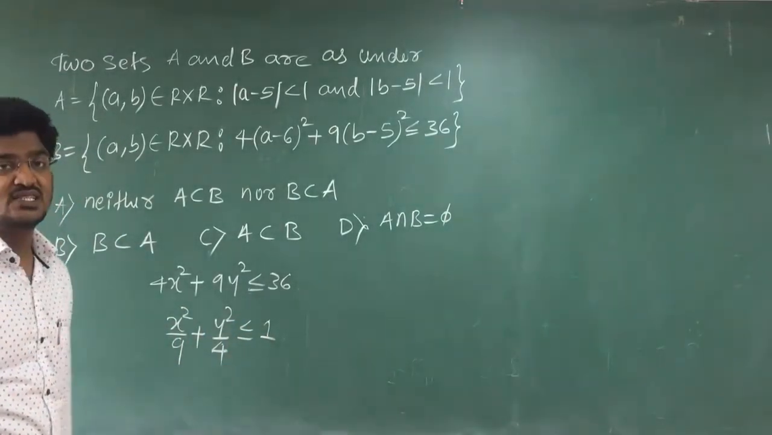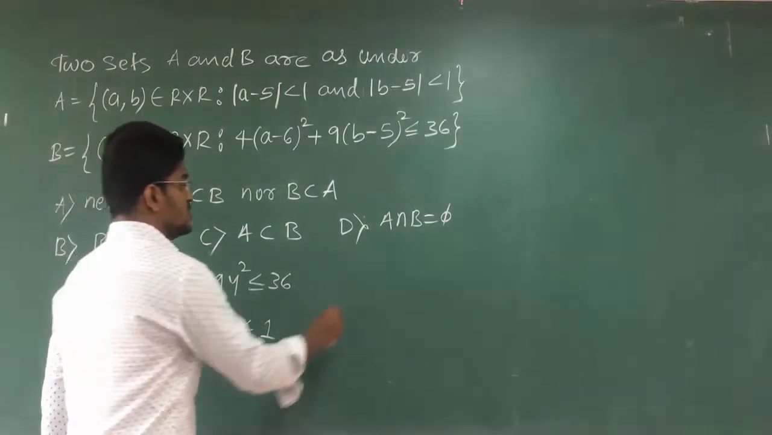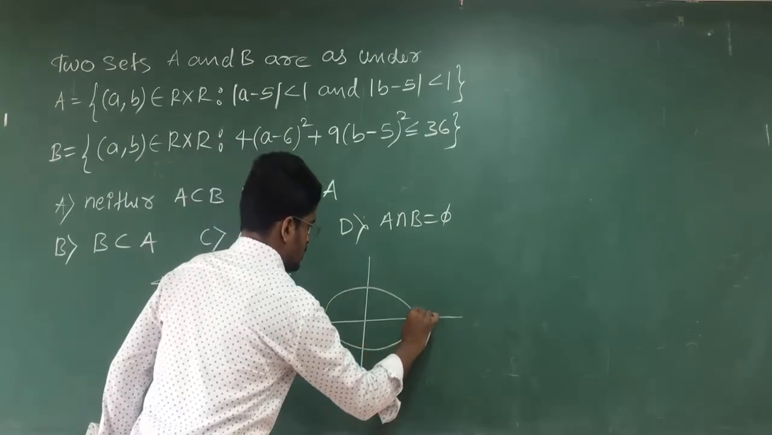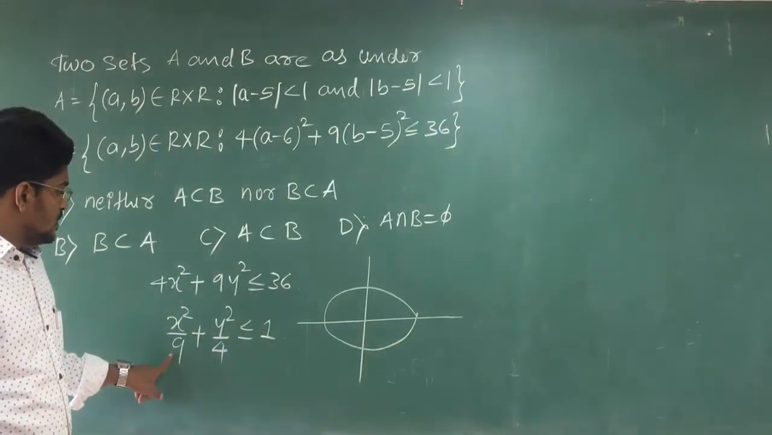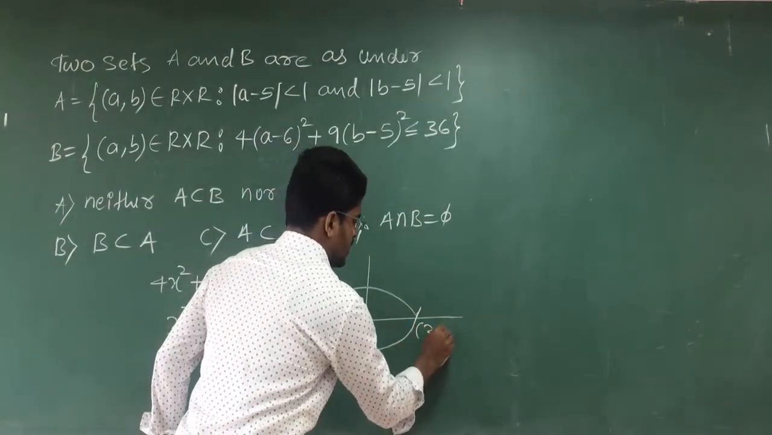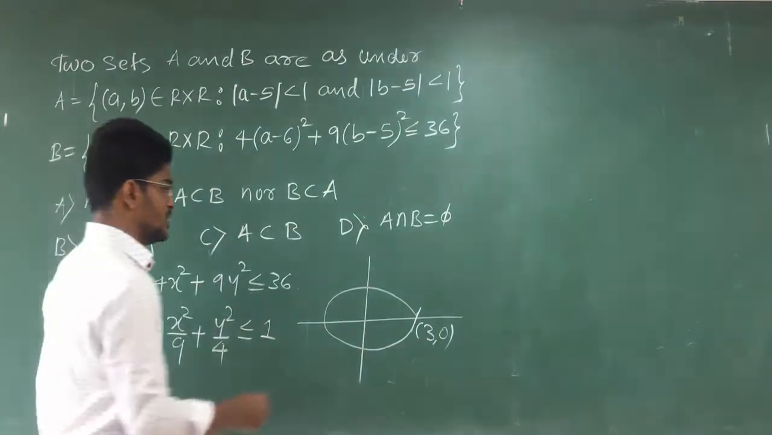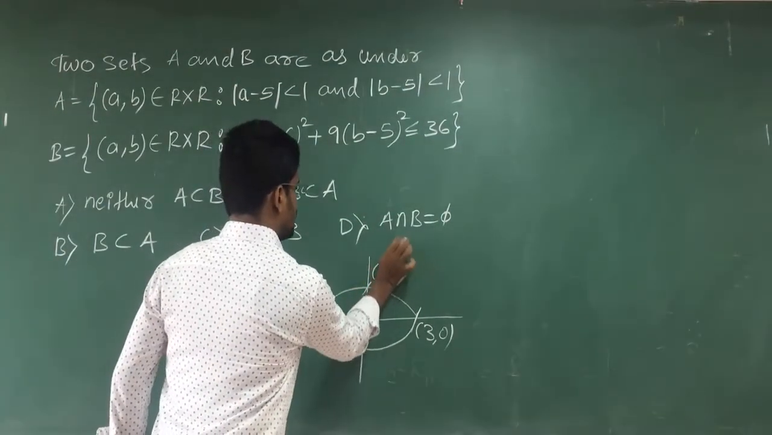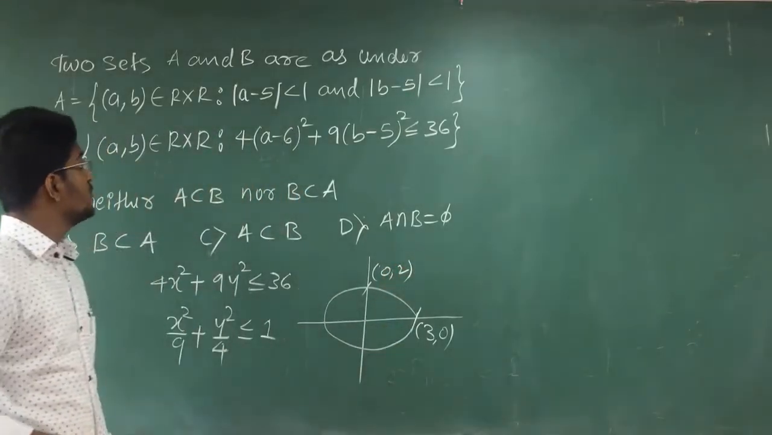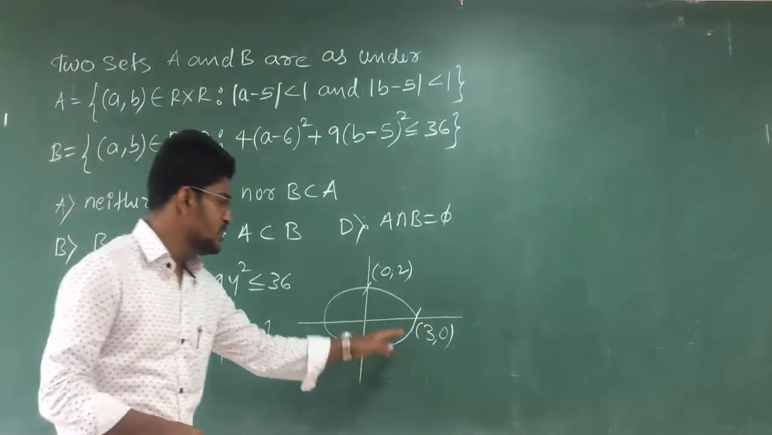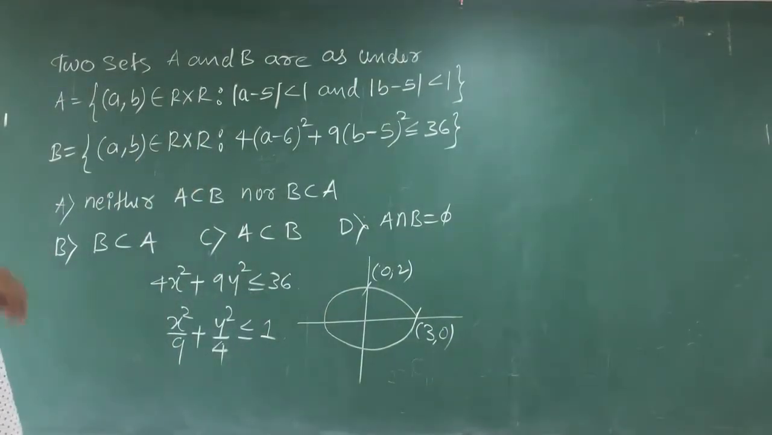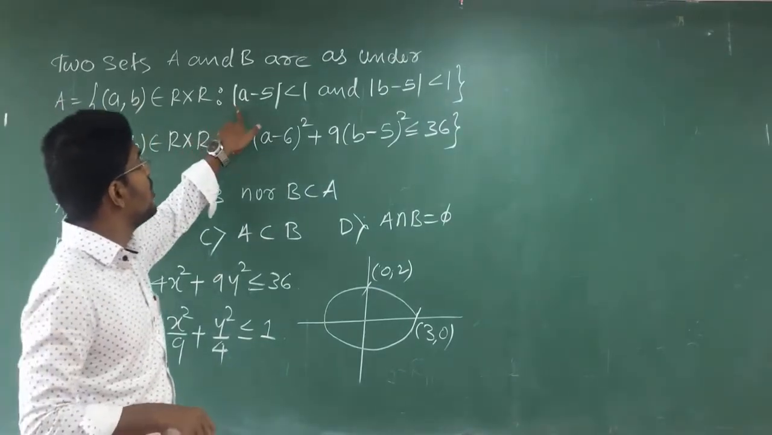So you can see that this is an ellipse. Clear? If I draw the ellipse like this, here the x intercept is 3, so this is 3 comma 0, and this is 0 comma 2. Clear? So this is your second set, that means the collection of the elements on the ellipse. No problem.